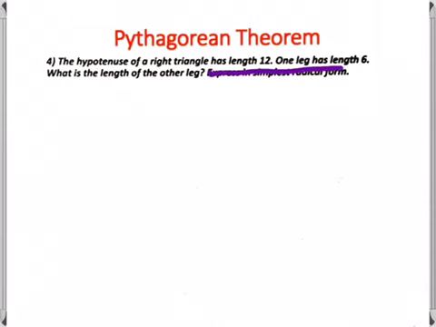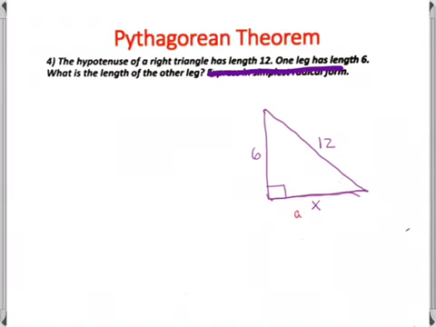Question 4. The hypotenuse of a right triangle has length 12. One leg has a length of 6. What is the length of the other leg? So once again, let's go ahead and draw this right triangle. And we can make that look nicer. There we go. It tells us the hypotenuse has a length of 12, so that'll go there. One leg has a length of 6, and we're looking for the length of the other leg. Once again, we can use the Pythagorean theorem.